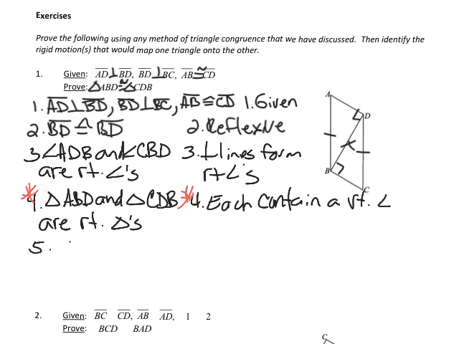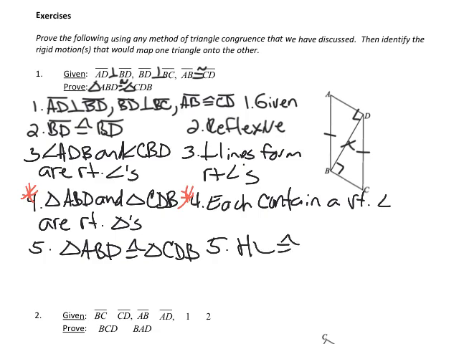And you can now say that triangle ABD is congruent to triangle CDB. And that's because hypotenuse leg is congruent to hypotenuse leg. And there's that proof. If I want to identify the rigid motion to map one over the other, well, there's a lot of things you could do. I think I would probably translate along BD.